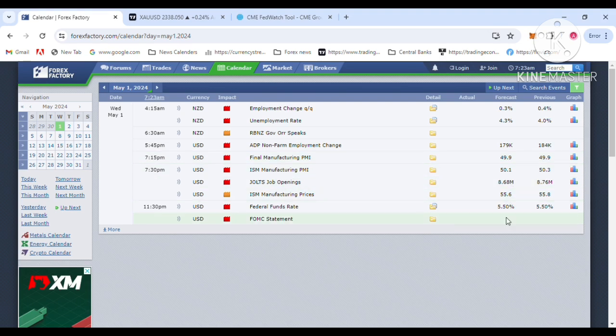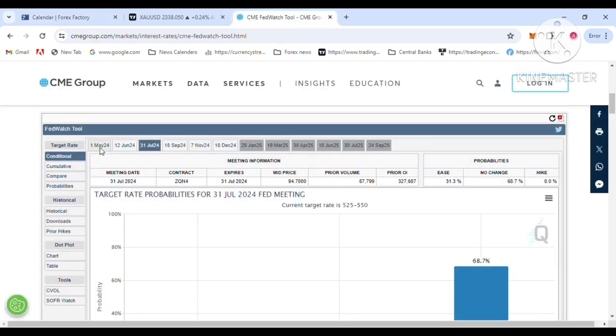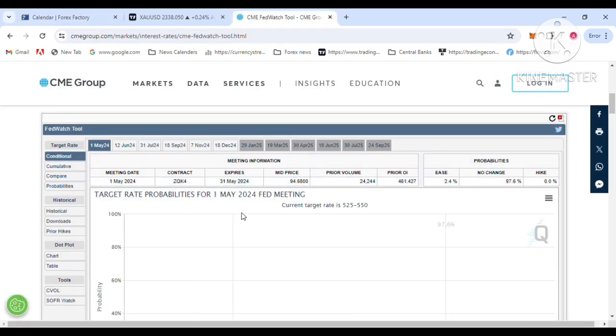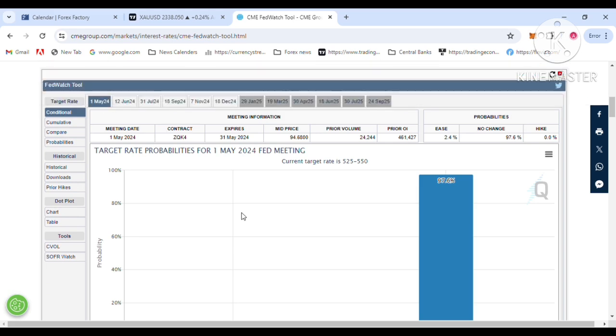Let's see the FedWatch Tool website. What is the forecast? What is the interest rate priced into the market? So 5.5, this is the FedWatch Tool website. I am going to the May FOMC forecast. That's 97%. You can see almost 100% forecast to hold the rate at the May FOMC meeting. That's the sixth time the Fed is going to hold the rate at 5.5.